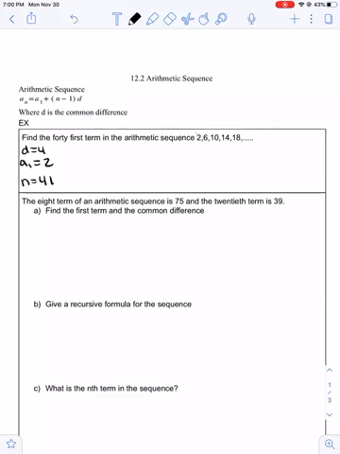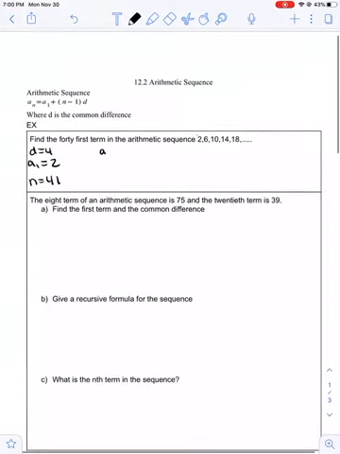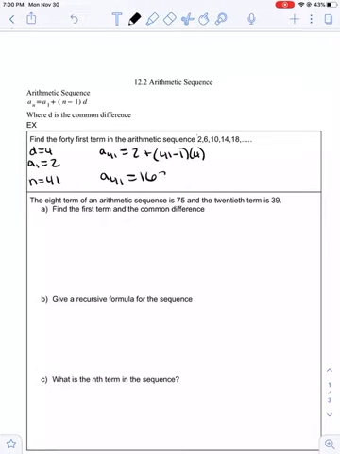So let's plug in what we do know into the formula. So a sub 41 equals 2 plus 41 minus 1 times 4. 41 minus 1 is 40. 40 times 4 is 160. Plus 2 is 162. So the 41st term has the amount of 162. So if we kept going by adding 41 times, we would get the amount of 162.